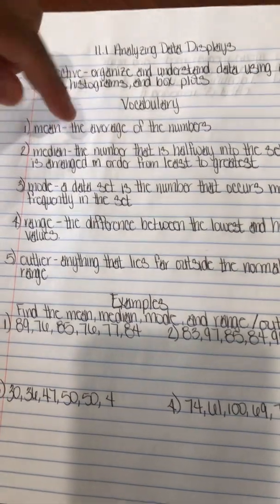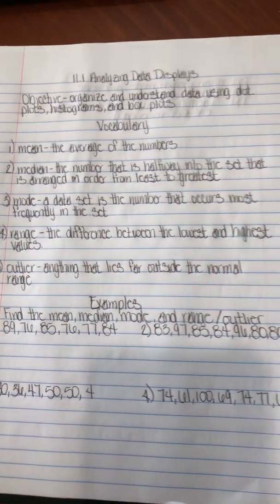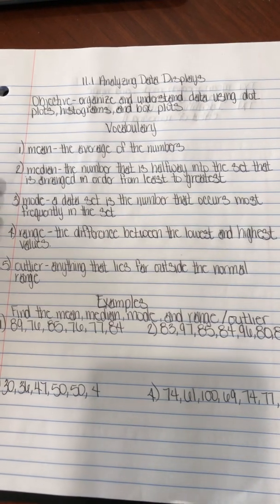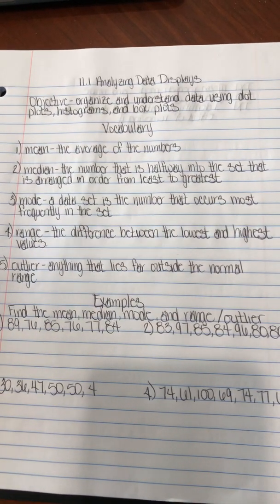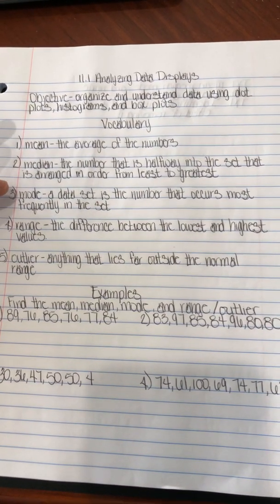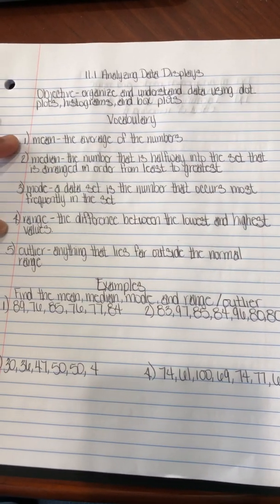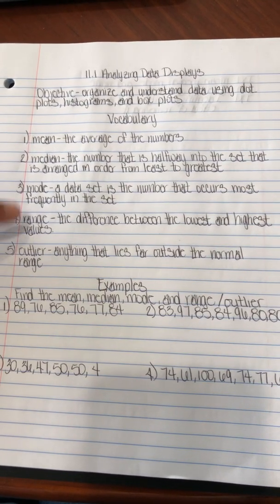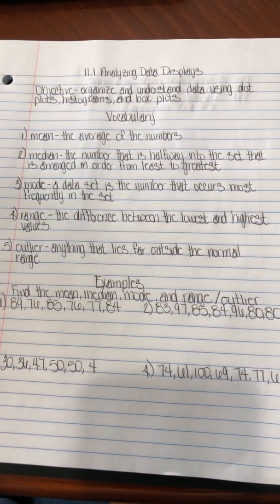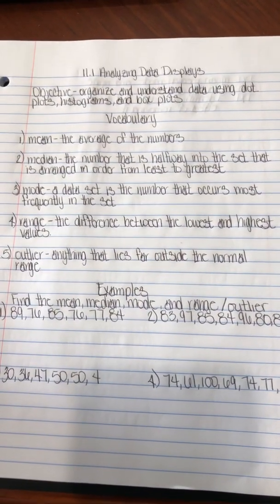For the median, it's the number that's halfway in between the set when you put them in order from least to greatest. Your mode is just the number that you constantly see. So if you see it more than once, and that's the number that you see more, then that is going to be your mode. For your range, the range is different from the median because all you're going to do is find your lowest number and your highest number and find the difference between them. So in other words, you're going to take your highest number and subtract your lowest number, and that's going to be your range.